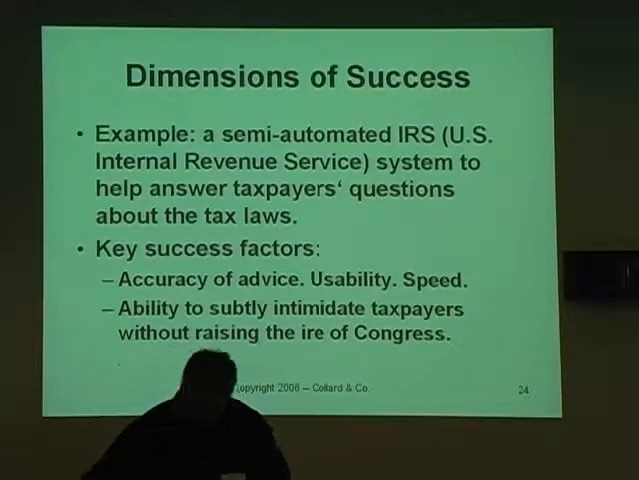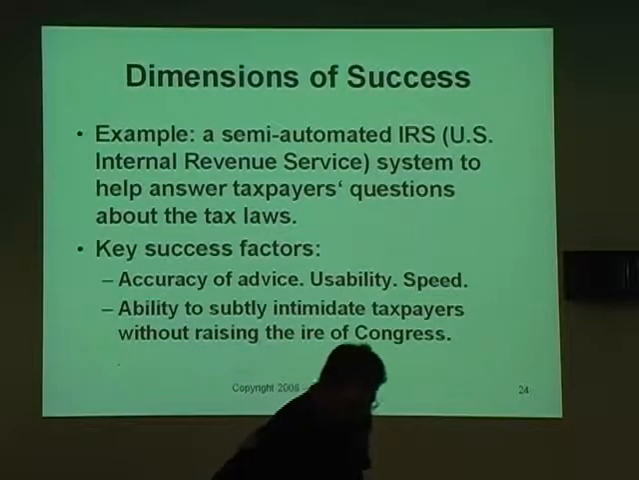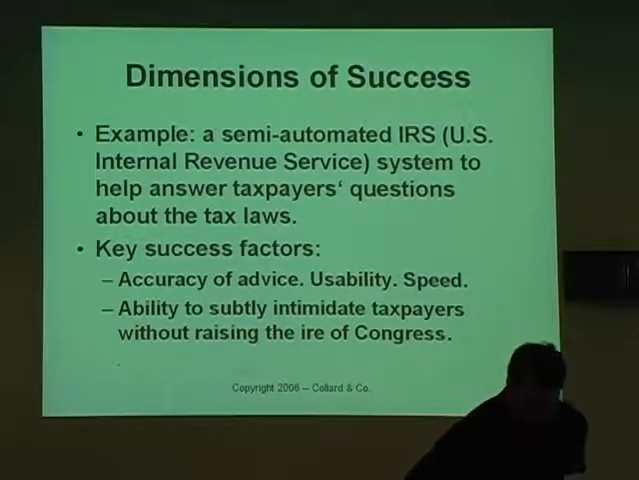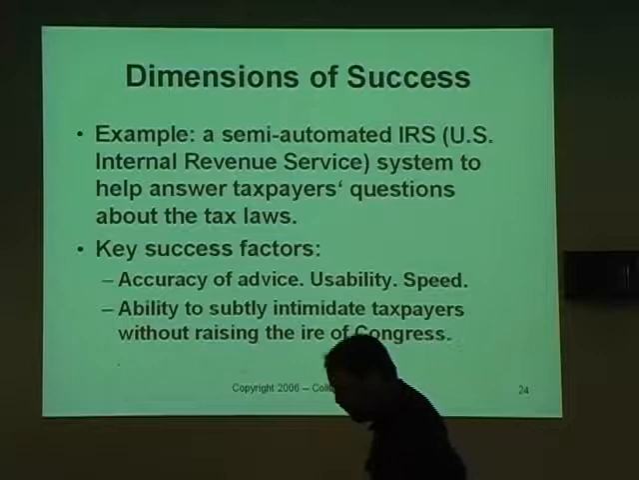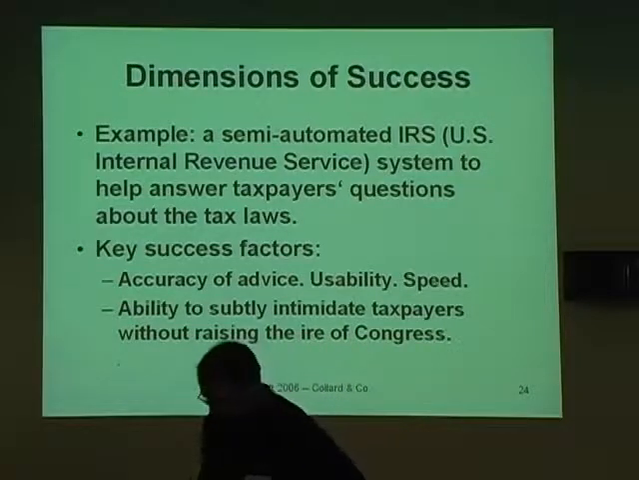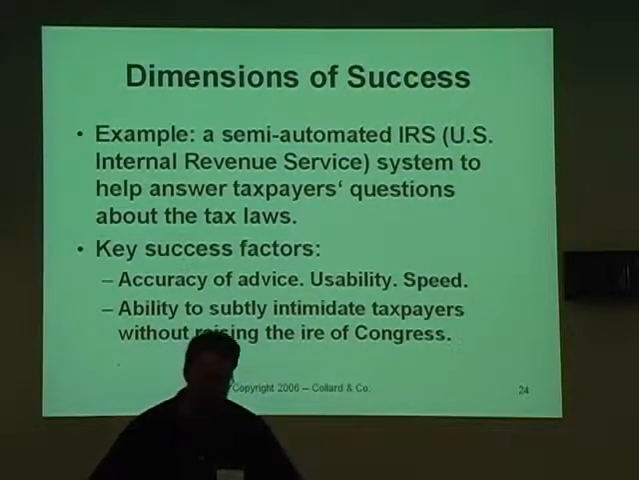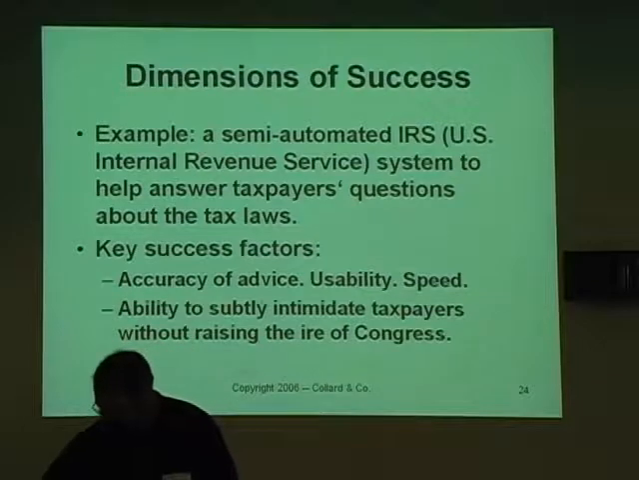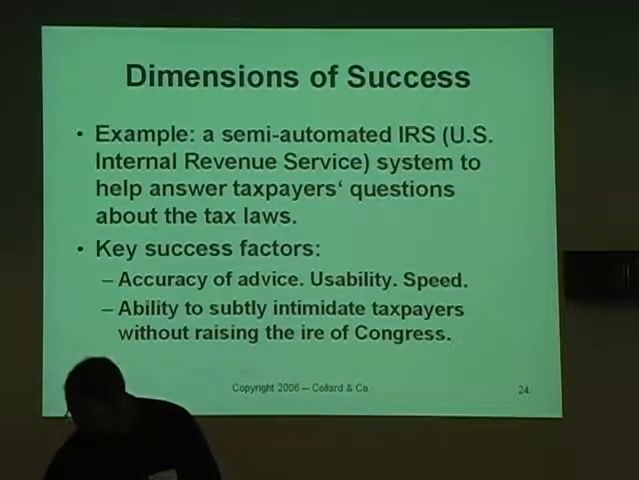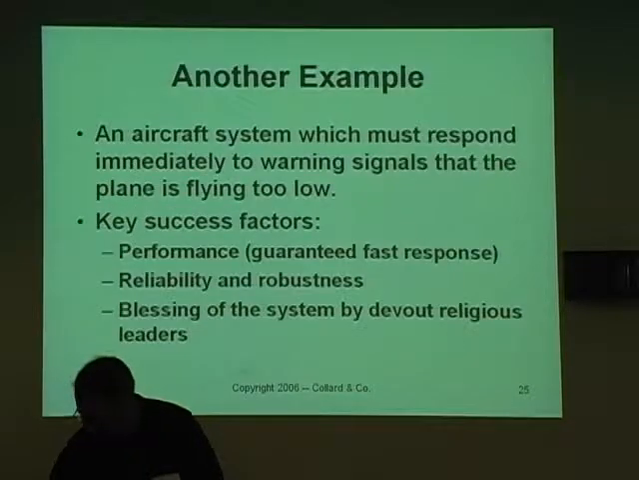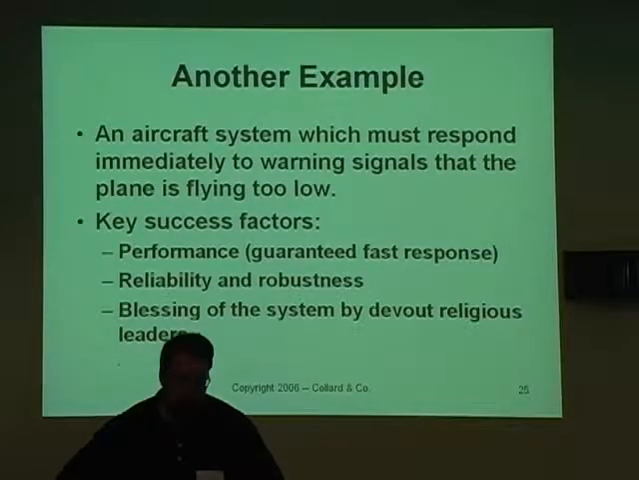For example, with this automated or semi-automated help system for the IRS, I would maintain the types of things I've listed here are most important. Accuracy of the advice given to taxpayers, the usability of the system by the clerical people, the tax clerks using it, the speed, the performance, response time, and so on. By contrast, in the next example, we have a completely different set of success factors.